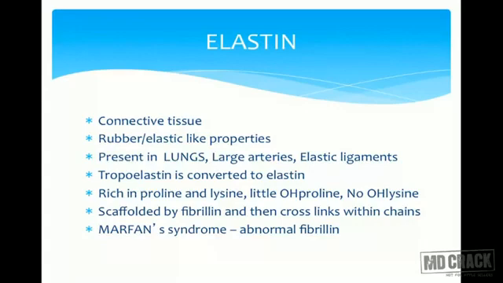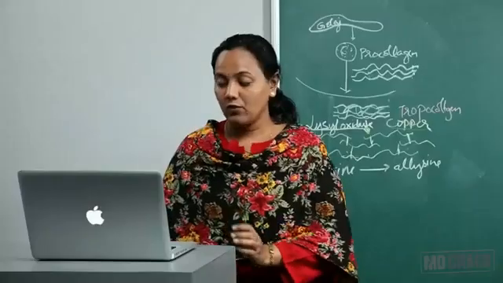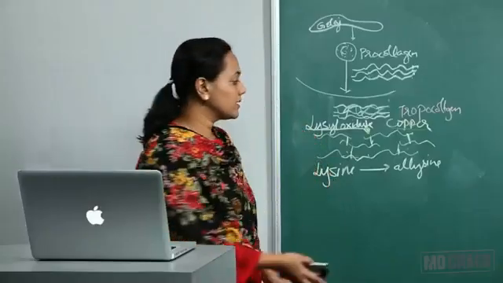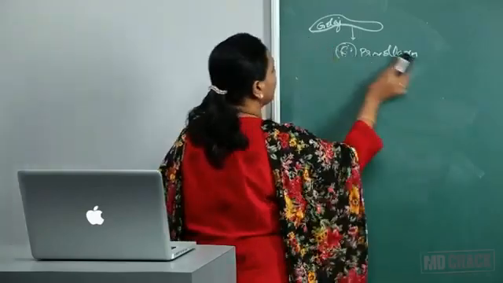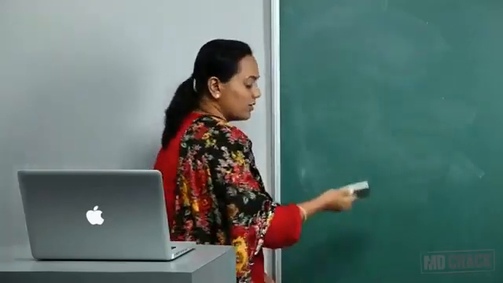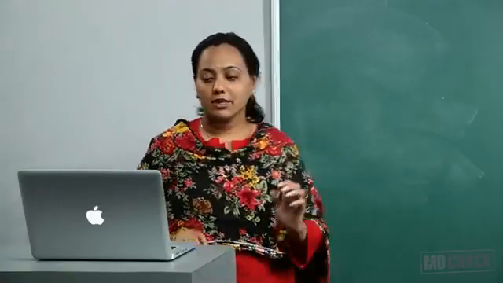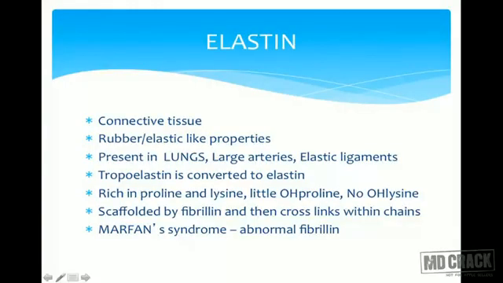Now we go ahead to one more connective tissue, and that is elastin. What is elastin, and how is it also a structure-function relationship between different proteins? Elastin is not as complicated as collagen. Elastin is a connective tissue. It has rubber or elastic-like properties, and that is why the name elastin.